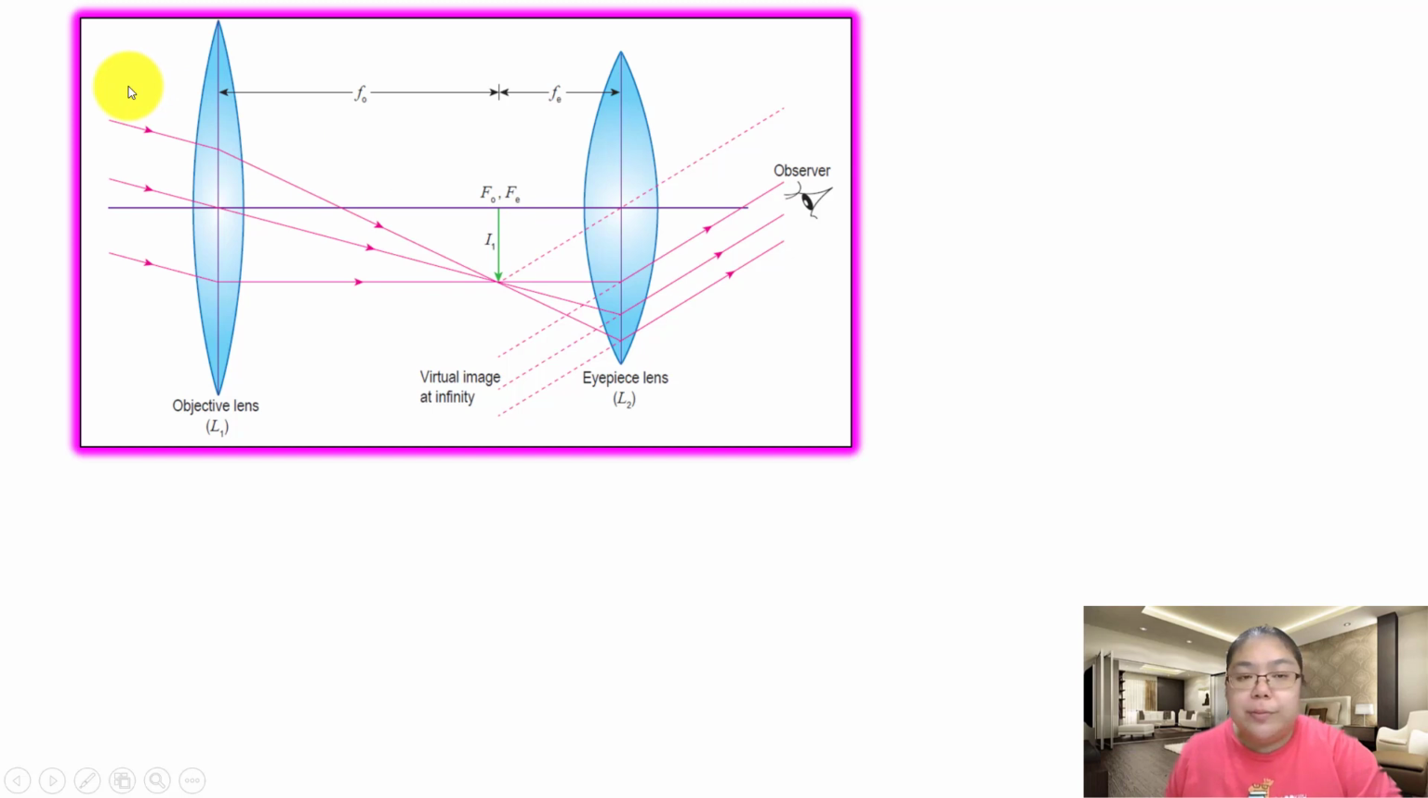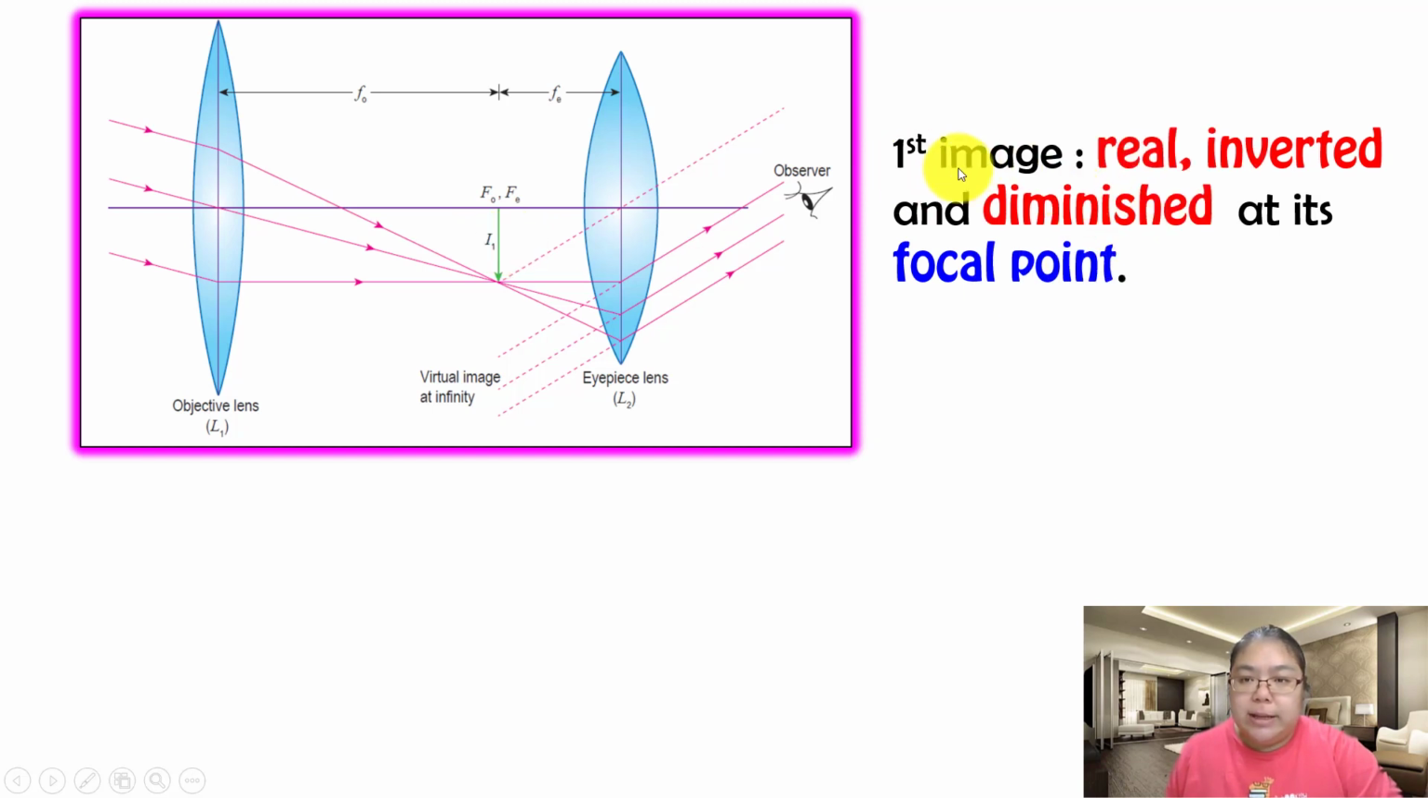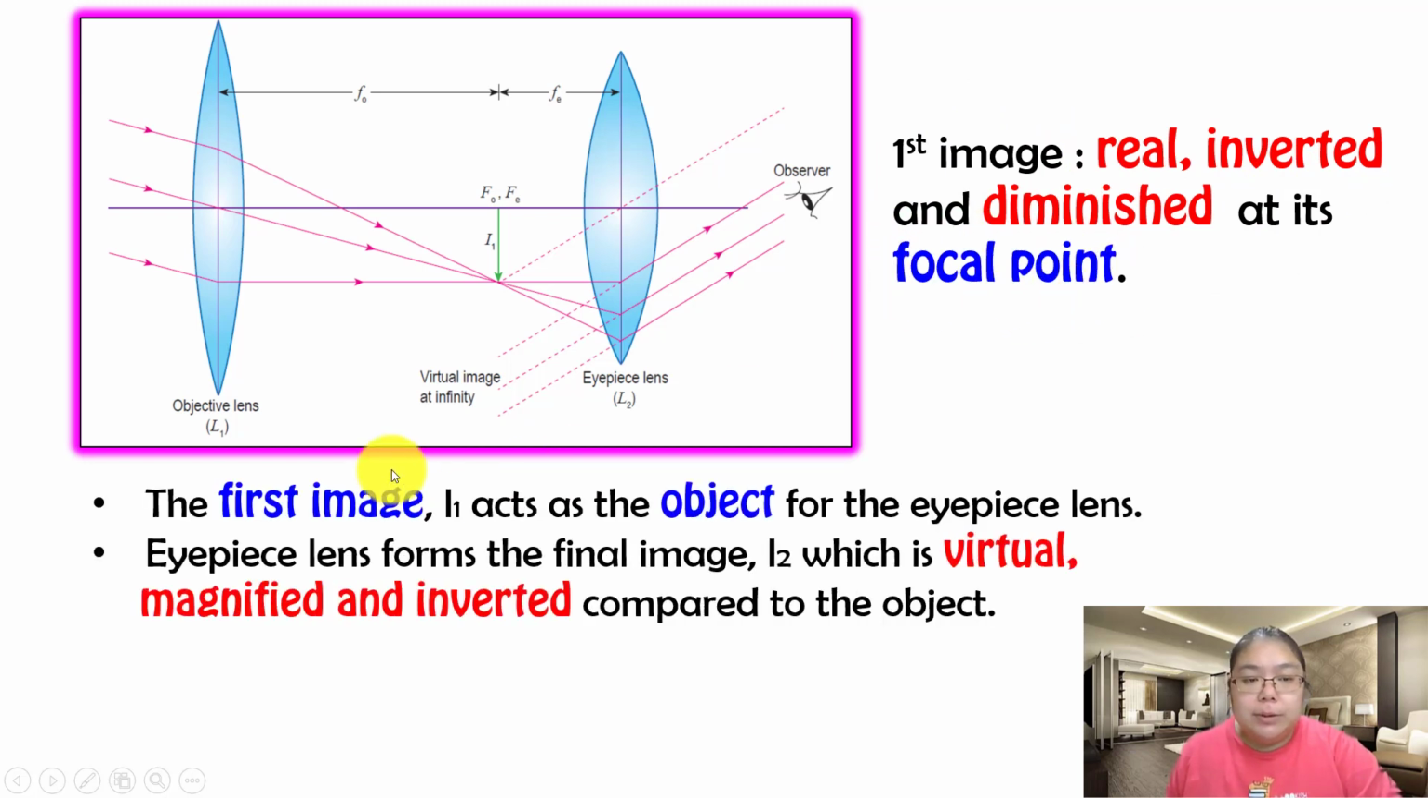Verified, the object is very big, but this one becomes diminished, becomes smaller. Okay, now we continue to explain. First image: real, inverted, diminished, at the focal point. So the keyword is focal point. Number 2, the first image will become the object for the eyepiece. The eyepiece lens forms the final image. Okay, this one is an eyepiece.